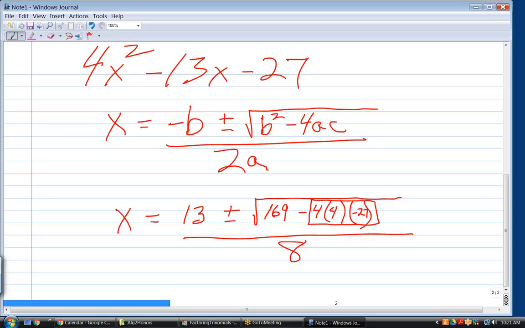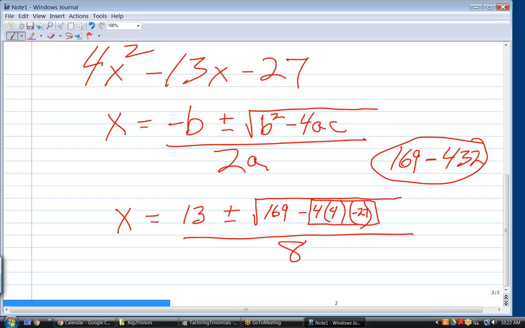Do you have a calculator? Yeah. It's 16 times 27. 16 times 27 is 432. So there's the discriminant right there. And that's negative. Okay, because it's negative, it tells me the only solutions to this problem are imaginary. There are no real zeros.